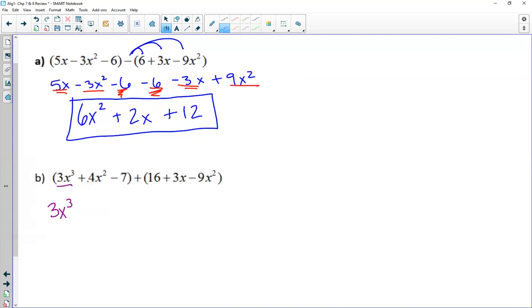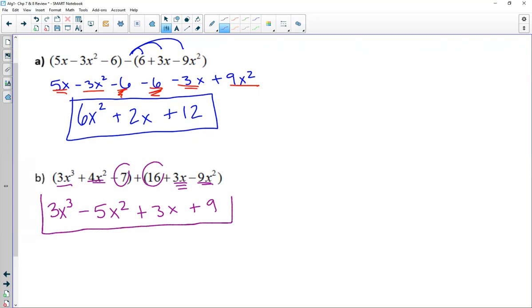Let's look at our x squareds. I have positive 4x squared, negative 9x squared. That's going to leave me with negative 5x squared. I only have 3x, so plus 3x. And then I have 16 and negative 7. When I add those together, I'm going to have positive 9. And this is my expression in standard form.